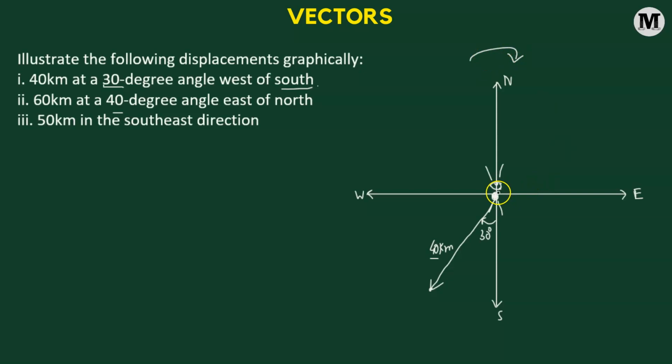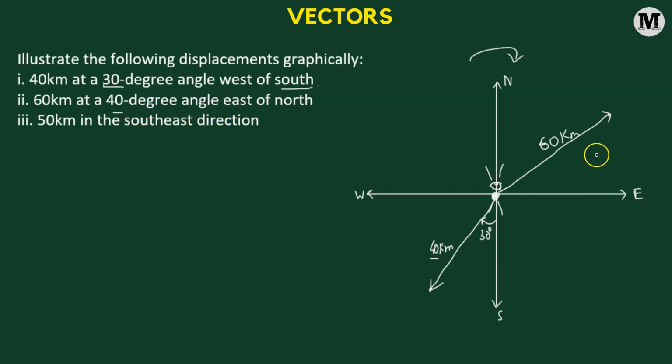Now from the northern direction, we're going to go 40-degree to the eastern side, and from the origin point we move a distance of 60 km in a straight line. So that is what it means, that we have displaced from the origin point to a new location by 60 km, making an angle of 40-degree with the northern direction, or in other words we say 40-degree angle east of north.